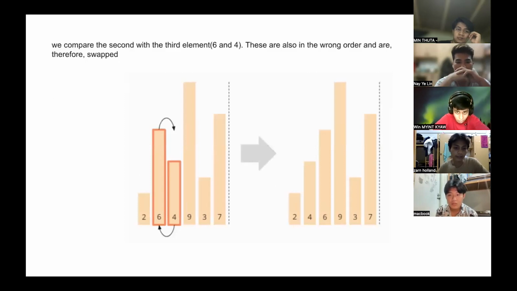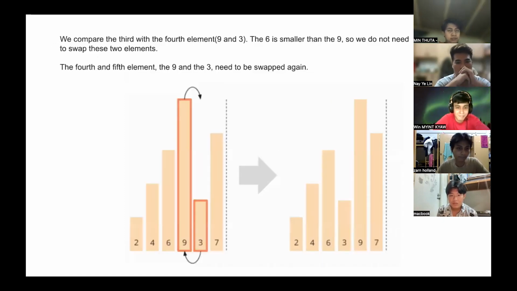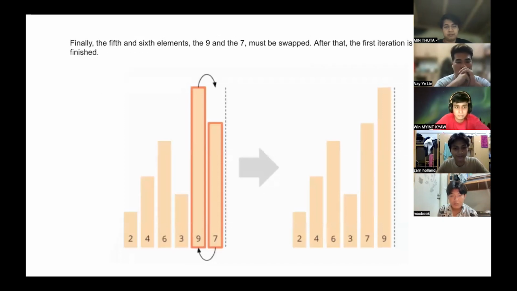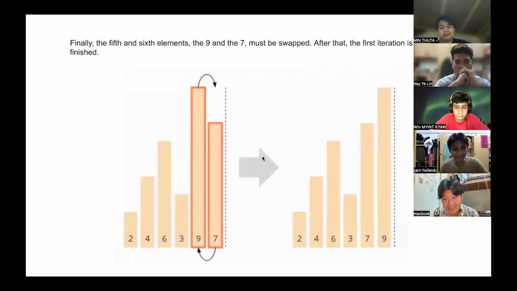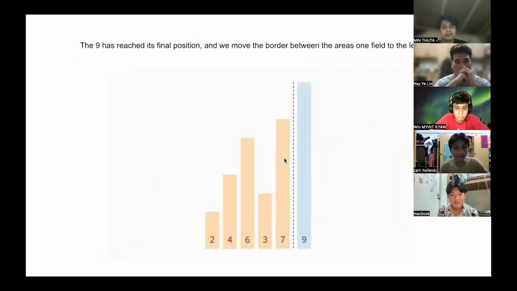Next, you see the second and third elements, 6 and 4. They are also in the wrong order, so you need to swap their positions. Then 6 and 9 are in the right order, so we don't need to swap them. Then 9 and 3 are in the wrong order, so we swap them. Then 9 and 7 are in the wrong order, so we swap to 7 and 9. Now 9 is already placed in its position, so we don't need to process 9 in the next iteration.